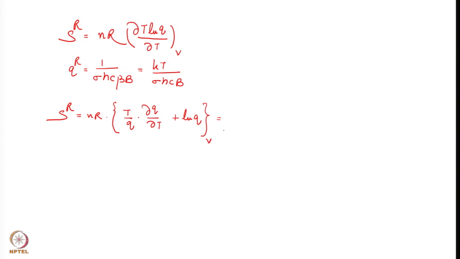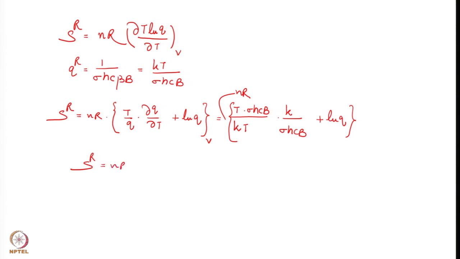T by q. Q is kT into sigma hcB into del q by del T. When I take the derivative of the partition function with respect to T, this is going to be k over sigma hcB. That's it. And plus log q, this is the bracketed term, and you already have here N_r. So, what I have now, S_r is equal to N_r into k, kT over sigma hcB and kT over sigma hcB cancel. So I have 1 plus log q, where q here is q_r only.